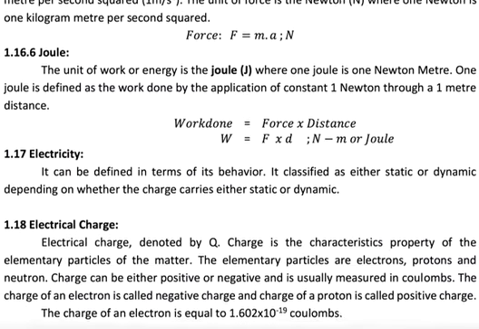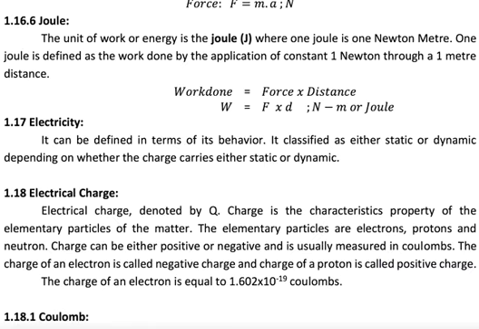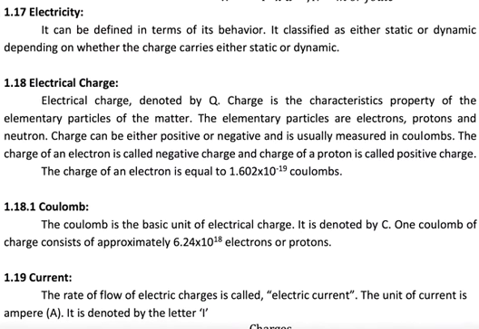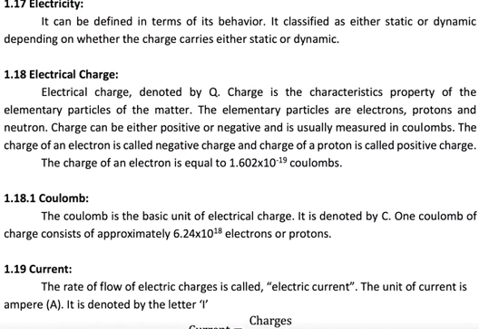Joule. The unit of work or energy is the joule, where 1 joule is 1 newton meter. 1 joule is defined as the work done by the application of a constant force of 1 newton through a distance of a meter. Work done is nothing but force into distance. If the force is in newton and the distance is in meter, that is newton meter, nothing but joule. Electricity can be defined in terms of its behavior. It is classified as either static or dynamic depending on whether the charge carrier is static or dynamic.